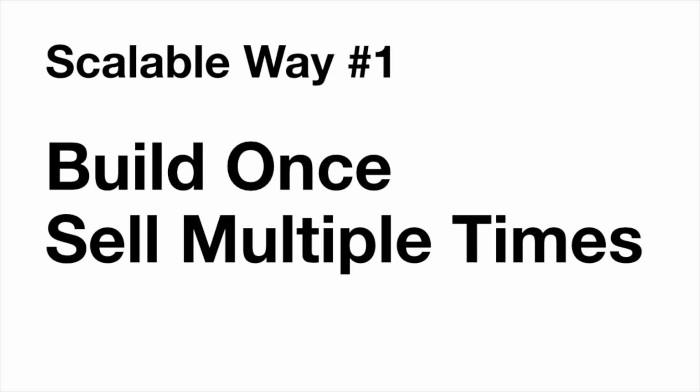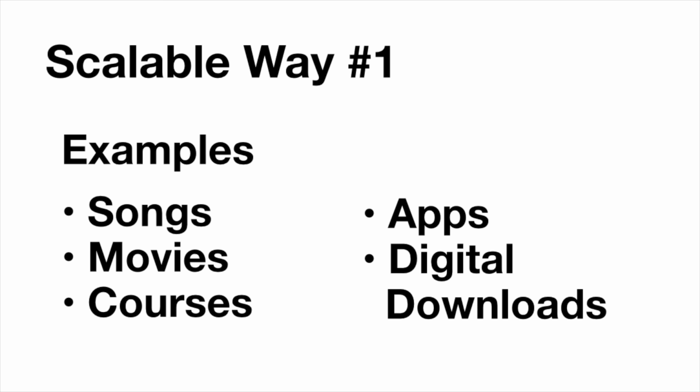So there's two ways that I think that it can be scalable. So the first way to be scalable is to think of it as build once and sell many of it. So here's some examples of it. You can make a song, and just make one song and people buy multiple copies of the song. A movie is the same way. Courses, digital downloads, there's tons of things that you can just build once and then multiple people have access to it and buy it. So that's one way for it to be scalable.